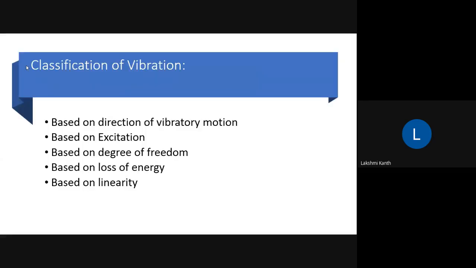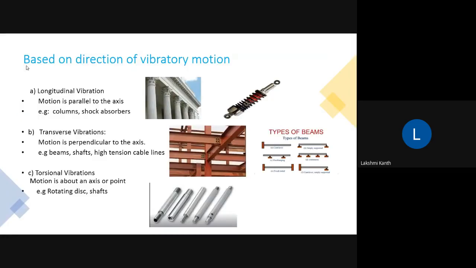Coming to the classification of vibration, these are some classifications: based on the direction of vibratory motion, based on the excitation, based on the degree of freedom, based on the loss of energy, and based on linearity. We will see one by one. Based on the direction of vibratory motion, there are longitudinal vibrations, transverse vibrations, and torsional vibrations. I covered these in the previous discussion; just for briefing purposes, I'm starting from these slides. Longitudinal vibration: motion is parallel to the axis. Transverse vibration: motion is perpendicular to the axis. And the torsional vibrations.